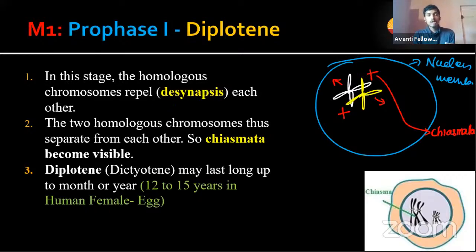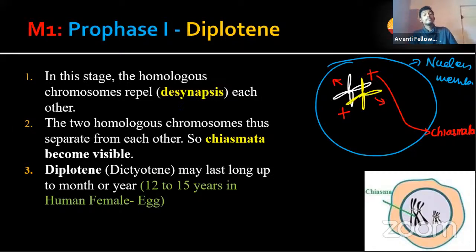It is a repelling stage. That's why we call it desynapsis, the opposite of the other stage. Synapsis happens in the zygotene stage, but diplotene is a complete opposite. Desynapsis is happening. Diplotene is one of the longest stages in some cells, not in all cells.